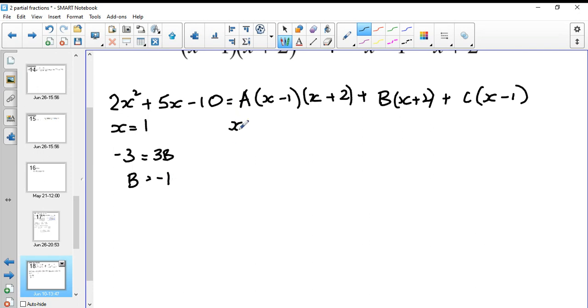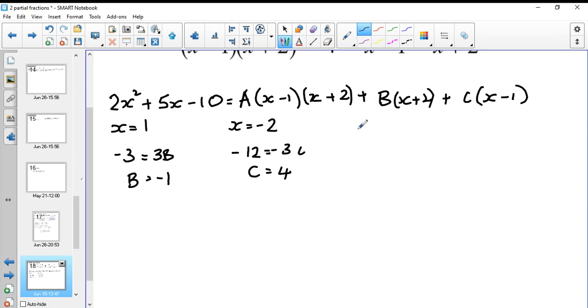If x equals minus 2, that's going to eliminate that one and that one. So minus 2 squared is 4, times 2 is 8. Take 10 is minus 2, minus 10 is minus 12. That's gone. That's gone. Minus 2 take 1 is minus 3, c. So c is 4. Okay, we've run out of numbers to substitute in. So if you want to, at this stage, substitute 0 in and use that.